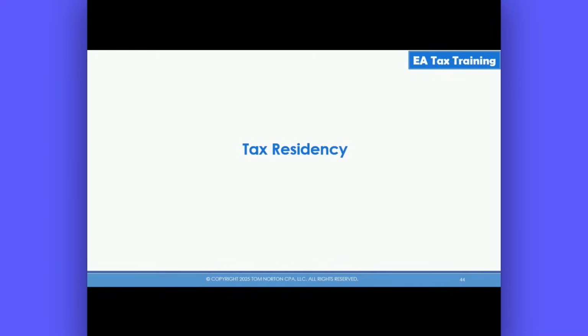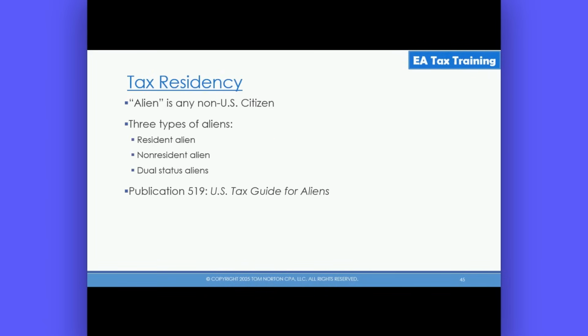Let's talk next about tax residency. We've already talked a little bit about this, about resident aliens and non-resident aliens. So what does all of that mean? So for purposes of the tax law, an alien is any non-U.S. citizen. So if you're not a U.S. citizen, then you are considered an alien under the tax law. And there are three types of aliens: resident aliens, non-resident aliens, and dual status aliens, which is a mixture of the two, of resident and non-resident.